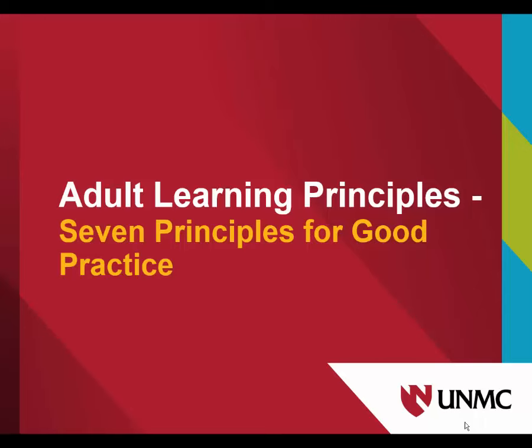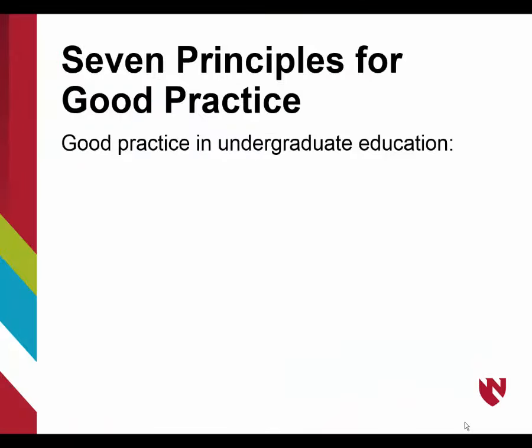Adult Learning Principles, 7 Principles for Good Practice. In 1987, the American Association of Higher Education published Arthur W. Chickering and Zelda F. Gamson's paper, The 7 Principles for Good Practice in Undergraduate Education. This was a meta-analysis of over 50 years of research. It is still widely accepted as a solid foundation for both good teaching and student learning.